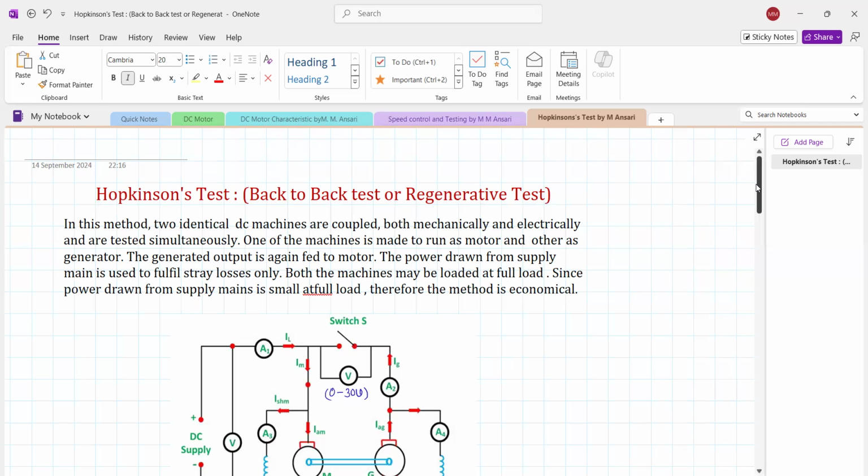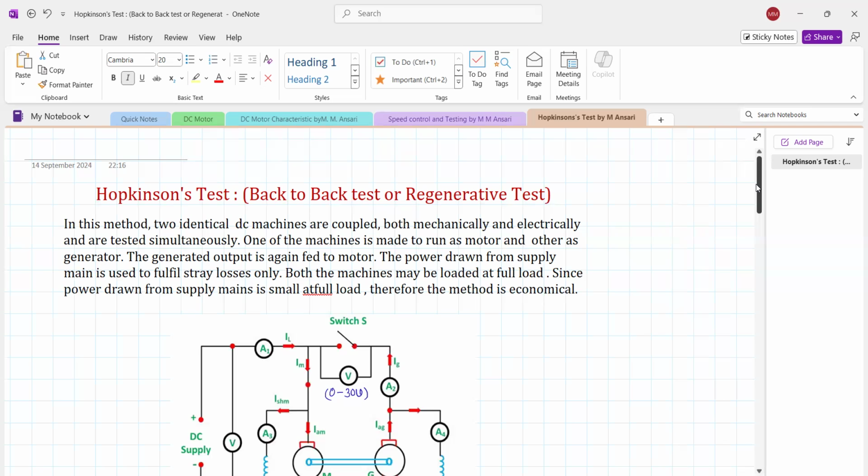Whereas the Swinburne test is the no-load test. Here, no-load data is sufficient to calculate the efficiency at the desired load condition. So higher capacity machines can be tested, but since this is a no-load test, it is not possible to observe the temperature rise, mechanical vibrations, sound, and commutation.